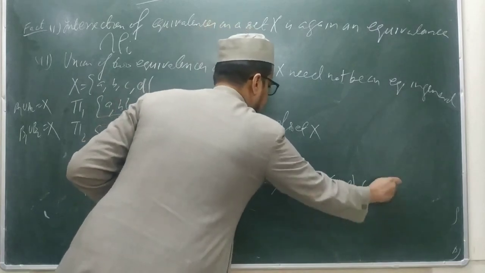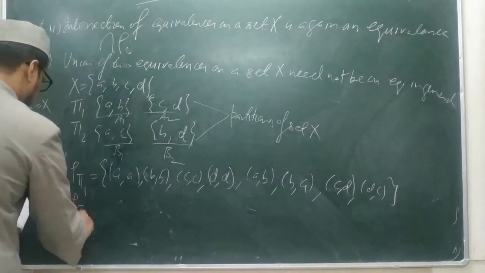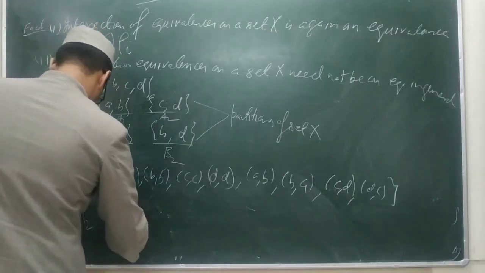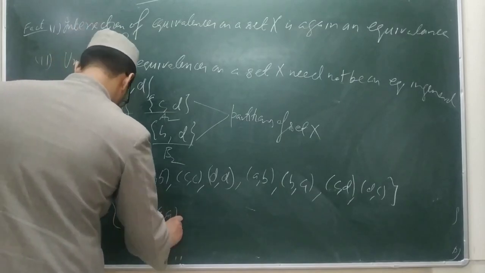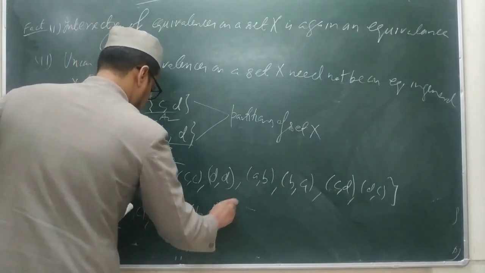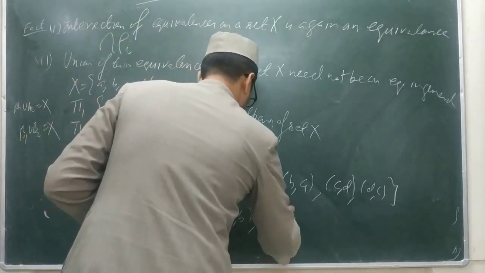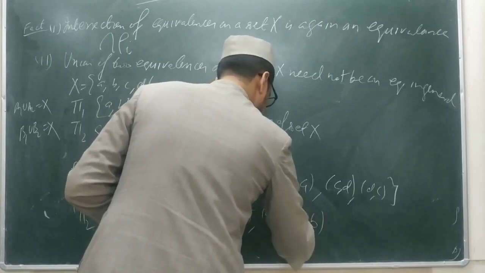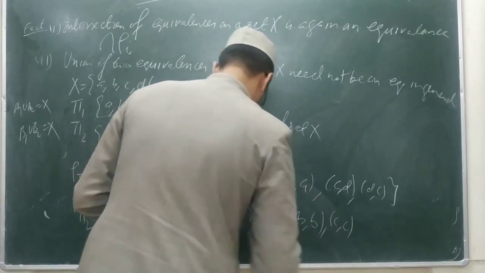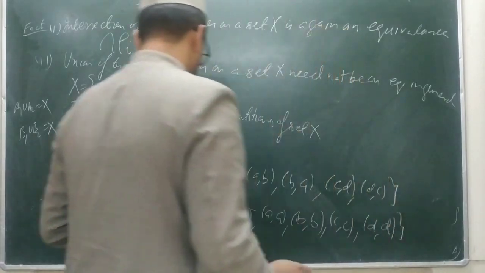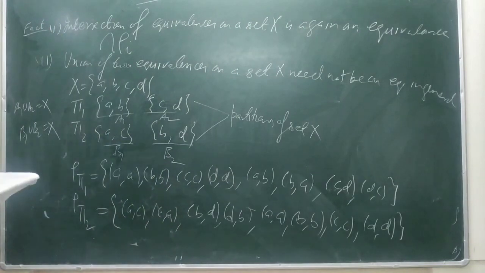and DC. And what is rho pi 2? AC, CA, BD, DB, AA, BB, CC, DD.